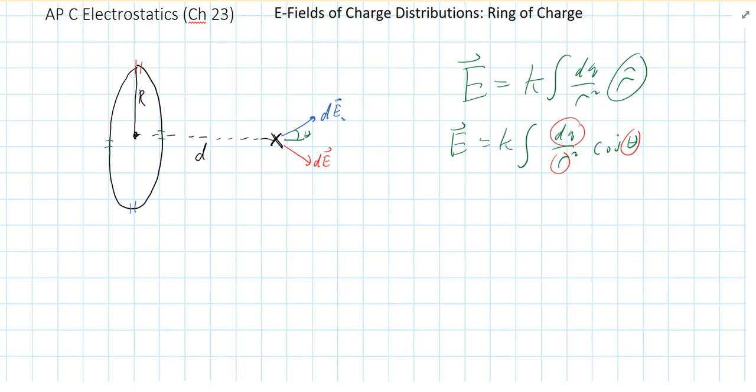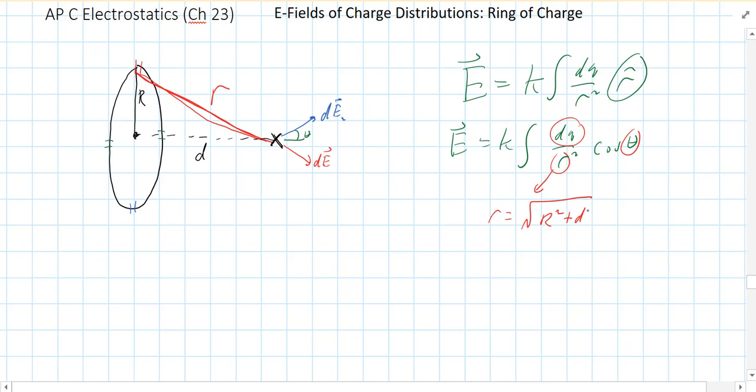So let's start with the angle and the radius, actually. The radius is from any particular dq to our point. We'll call that little r. Well, if you look at that, no matter which dq I pick, that little r is always the same. Matter of fact, what does that equal? Little r equals the square root of big R squared plus d squared, right? It's a right triangle here, and little r is the hypotenuse of that little right triangle.